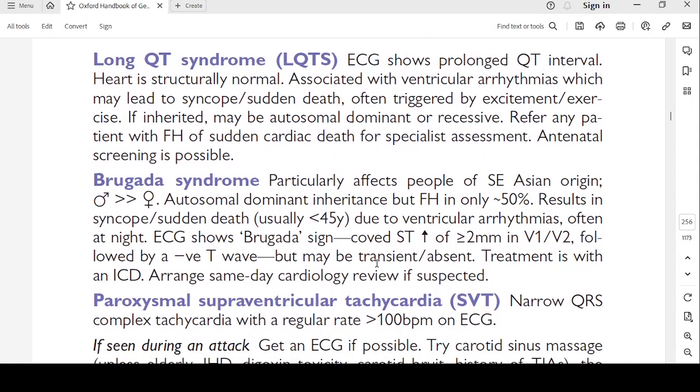Long QT syndrome, LQTS: ECG shows prolonged QT interval. The heart is structurally normal, associated with ventricular arrhythmias which may lead to syncope or sudden death, often triggered by excitement or exercise. If inherited, it may be autosomal dominant or recessive. Refer any patient with a family history of sudden cardiac death for specialist assessment. Antenatal screening is possible.